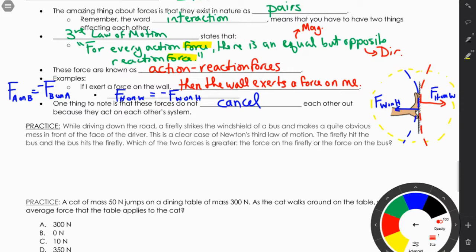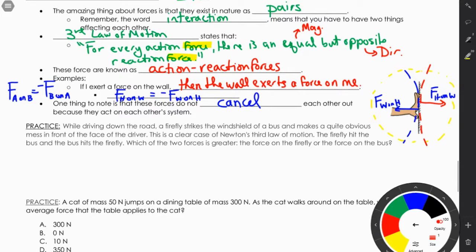Now, in the grand scheme of the universe, yes, ultimately they do cancel out, because if we look at the universe as a whole, those two forces are internal and they're not going to affect the motion, because they're going to be equal in size and opposite in direction.